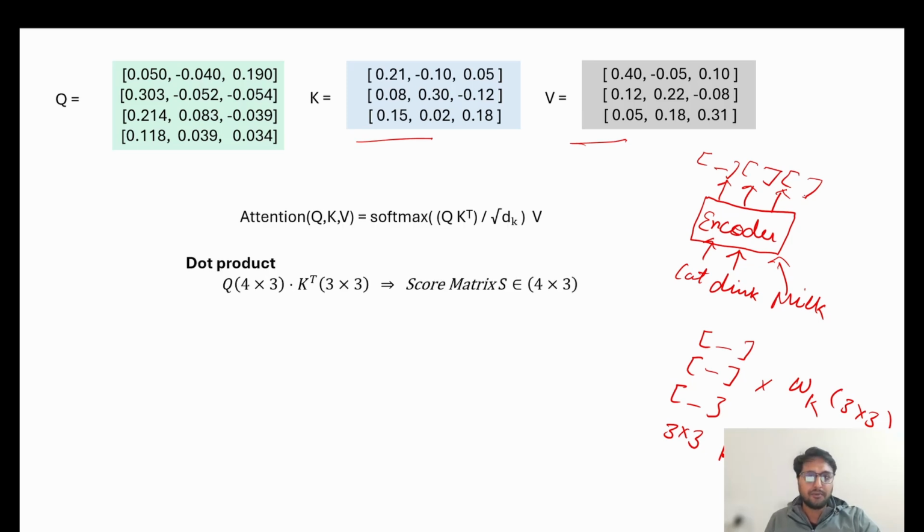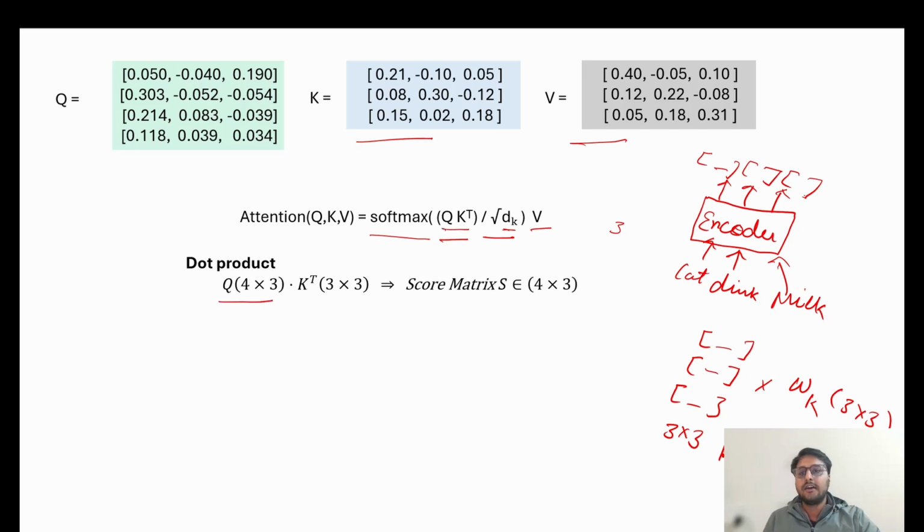We use this formula: softmax of query key transpose. We scale it, we divide by the square root of the dimension k. In our case, what is our dimension? It is 3. So we do the scaling using dimension 3, and after that we multiply with the value matrix. First we calculate this part, query key transpose.